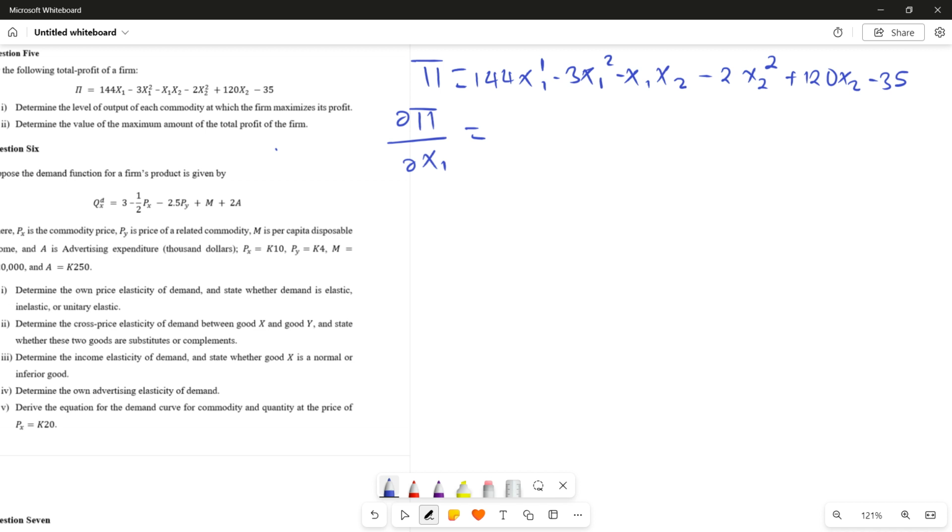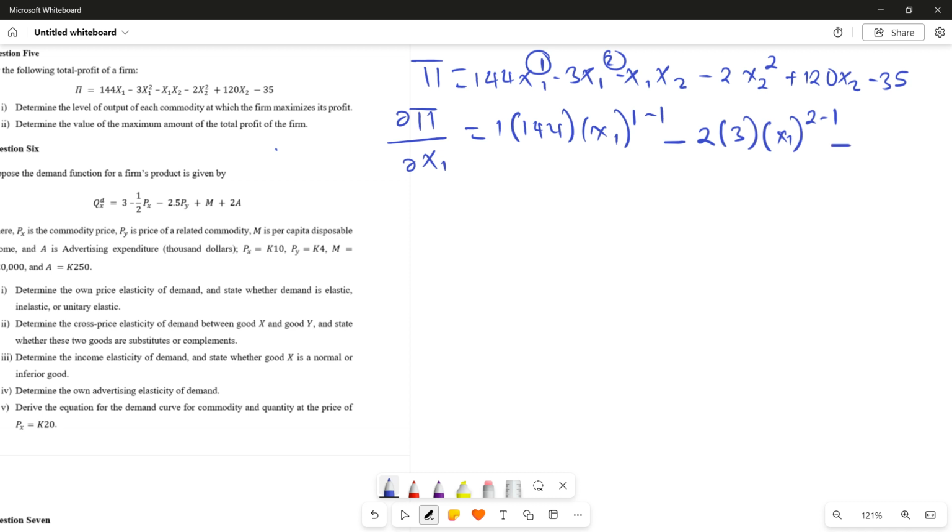Just for the sake of maybe there's someone who is seeing this for the first time, let's help such a one. So the power there is a 1. The 1 will drop, we'll multiply it with 144, we'll also multiply it with x1, then we're going to remove a 1 from the power of x1. Go to the second part. The second part is minus 3x1 to the power 2. So as usual, that 2 there will drop. We'll multiply this by 3. We'll also multiply it by x1. Then from the power 2, we're going to remove a 1.